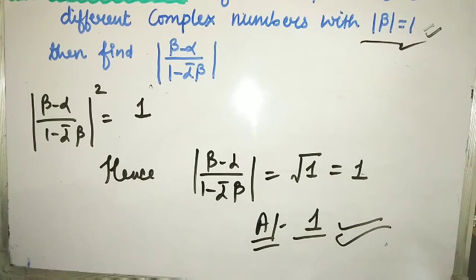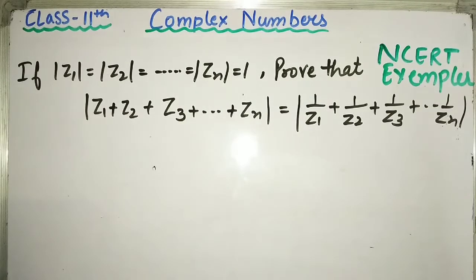Come to the next sum. Here we have our next important question from NCERT exemplar. The statement is, if modulus of Z1 equals modulus of Z2 equals up to so on, modulus of Zn equals 1, prove that modulus of Z1 plus Z2 plus Z3 up to so on Zn equals modulus of 1 by Z1 plus 1 by Z2 plus 1 by Z3 and so on 1 by Zn.